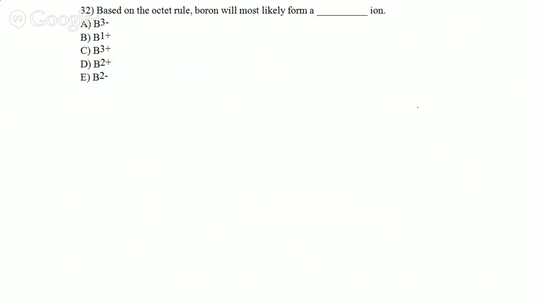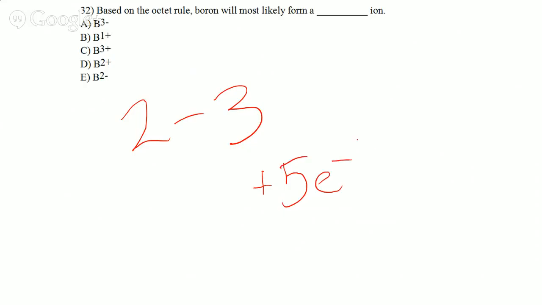32. Based on the octet rule, boron will most likely form a blank ion. Well, this one's kind of weird, right? Because boron is 2-3. So it's either going to gain 5 electrons for the octet rule, or it's going to lose 3 so that it has a full energy level, which kind of, like, why would you call it an octet rule if this one's actually full with 2? Yeah, it is. So it's full with 2. How does it do that? It loses 3 electrons, so it would become positive 3.